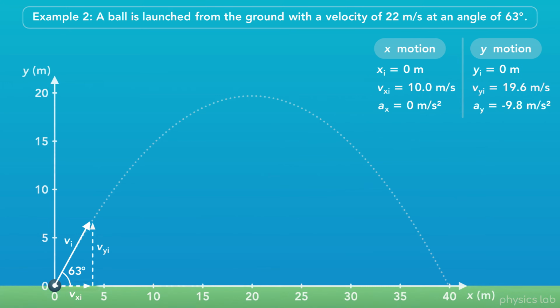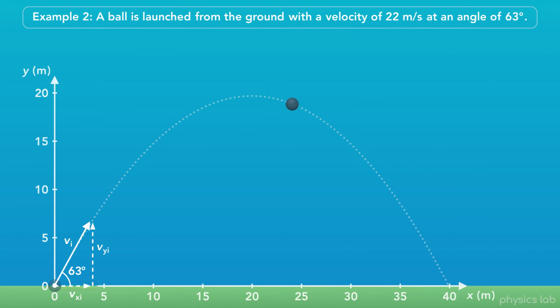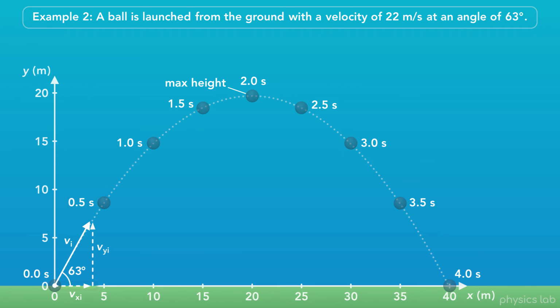Now we have all the initial values. So what does this motion look like? What's happening to the x and y positions over time? What about the x and y velocities? Is there anything about this that's similar to the last example? Here's the ball's position at half-second intervals. The ball moves up, reaches a maximum height, and then falls down. And it's moving to the right the whole time.